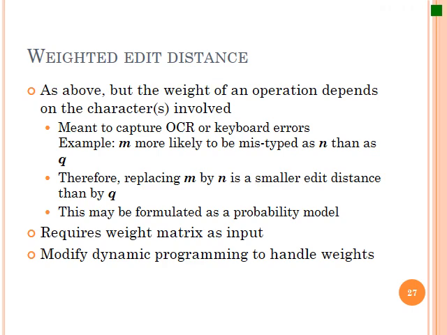So if you have this kind of prior knowledge, then you could adjust the weight in the edit distance. And there comes this variant of the original edit distance, which is called weighted edit distance. Basically here you would have a weight matrix that tells you if you do a certain operation from this character to this character, what is the cost? Given this weight matrix, you can adjust the dynamic programming and handle the weights accordingly.